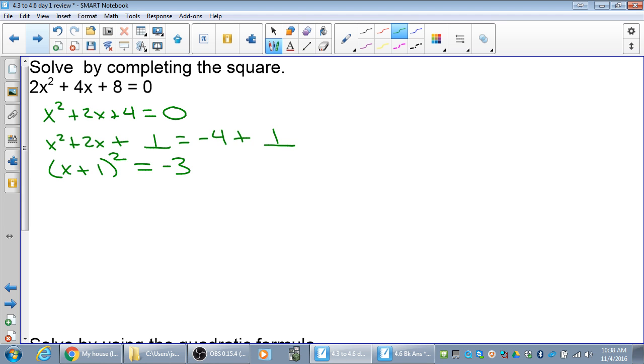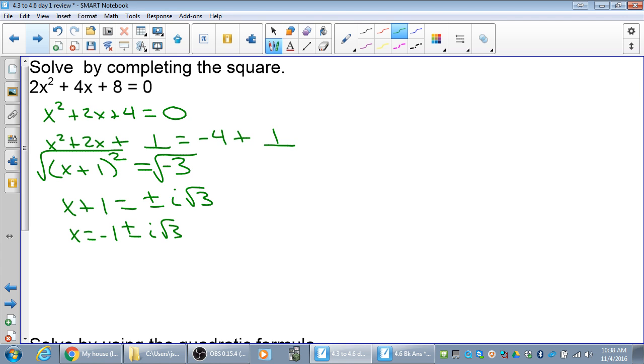Square root, right? Square root. And what are we not going to forget? Plus or minus. Plus or minus i square root of 3, because it's negative. We're square rooting a negative. That's imaginary. I want to see the i. x equals negative 1 plus or minus i square root of 3. There we go. Don't have to simplify or anything.